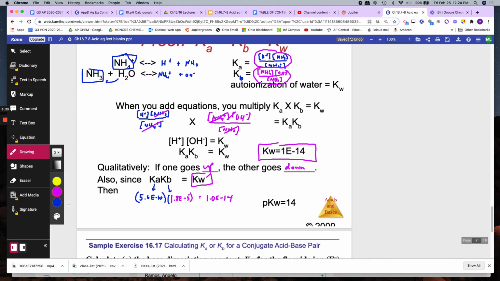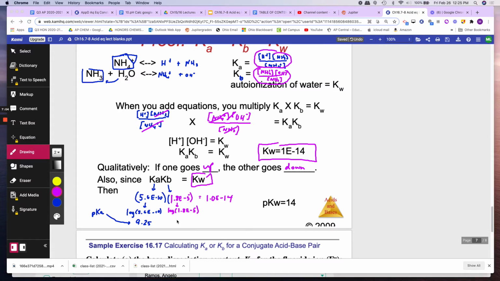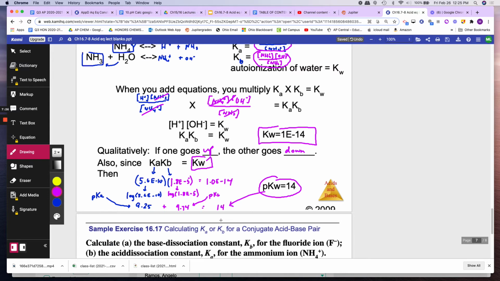Okay? If you take the log of 5.6 e negative 10, you're going to get 9.25. This is called pKa, kind of like pH. When you log the H plus it's pH, and when you log the Ka, it's now called pKa. Now, if you log 1.8 e negative 5, you will get 4.74. This is called pKb, because you logged it. If you add those two numbers, you should get 14, and that is called pKw. So pKa plus pKb equals 14 at all times.